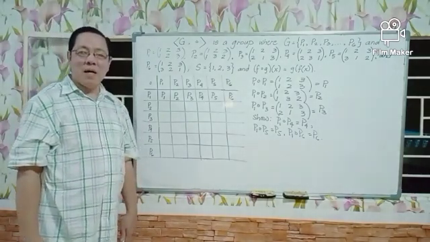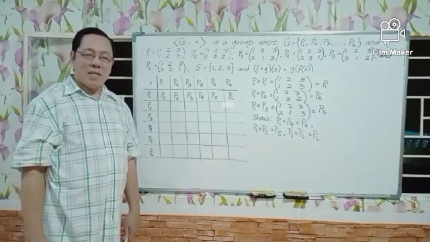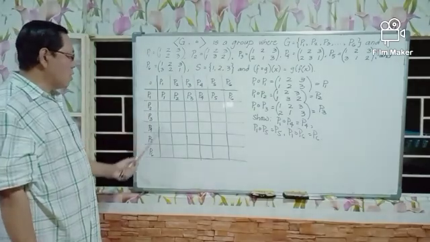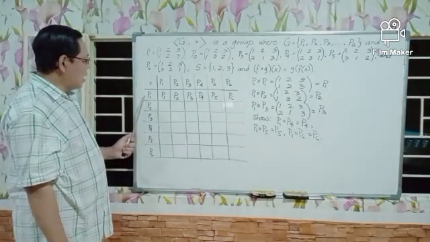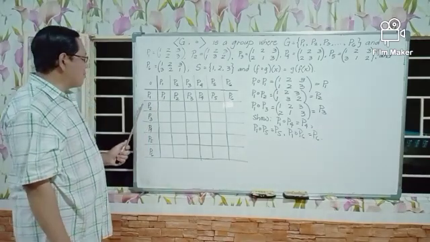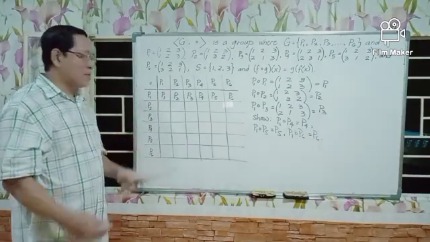Now we find the entries in this column, the P1 column. We have P1 circle P1, which we have shown is P1. Now we find P2 circle P1.